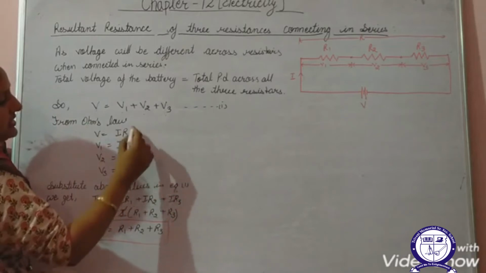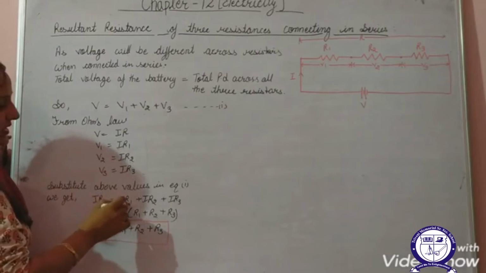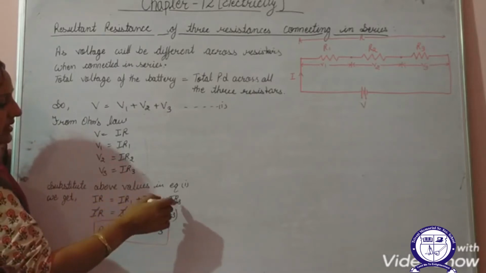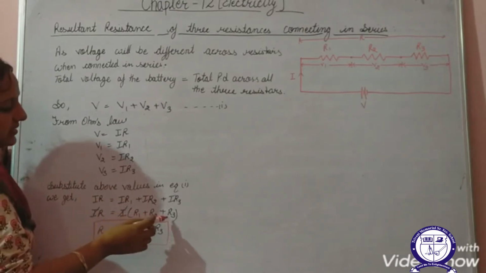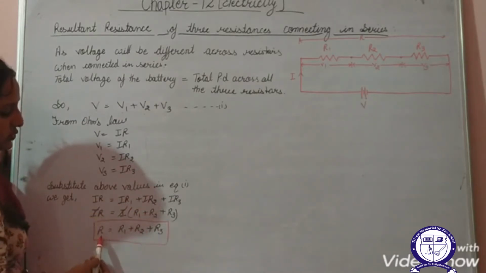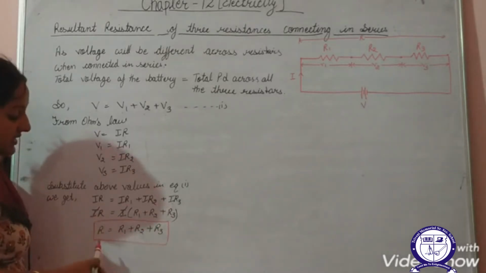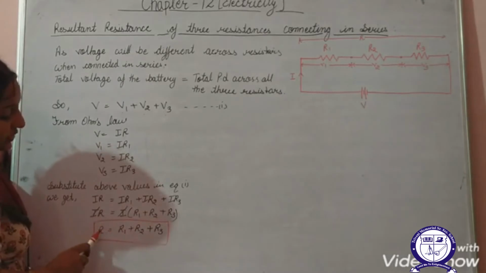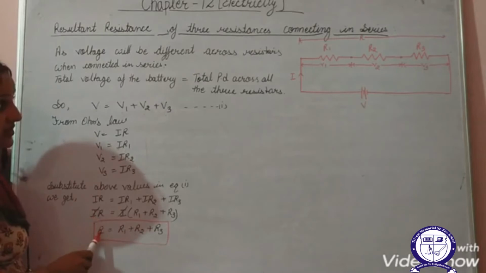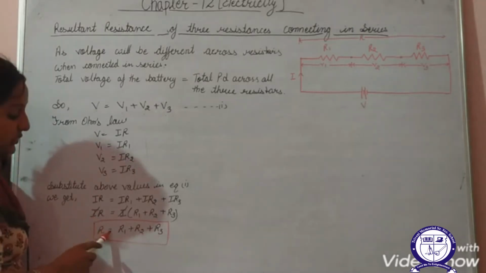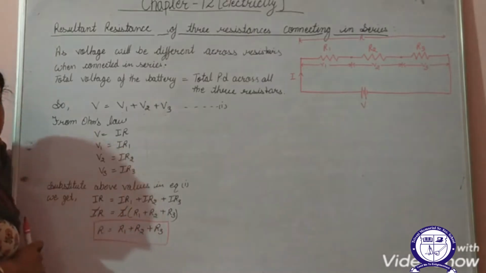Now we'll substitute all these values in equation 1. So we get IR equals IR1 plus IR2 plus IR3. Taking I as common, you're left with R1 plus R2 plus R3. Now I will get cancelled out, so we're left with R equals R1 plus R2 plus R3. That means I can say that the total resistance, or the equivalent resistance, of the three resistors when connected in series will be equal to the sum of the individual resistances.